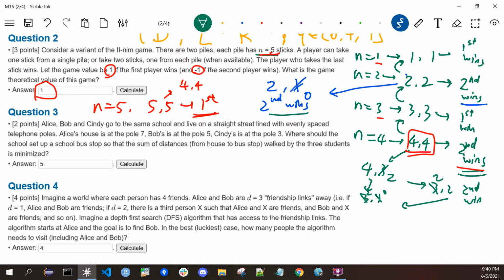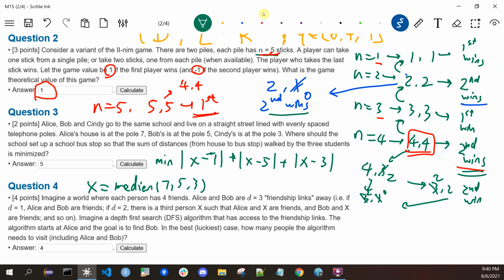So the question here is asking us to minimize the distance from, say, a bus stop, let's say x, to 7 plus 5 plus 3. There is actually a trick to do this. The solution to all of these is just x equal to the median of these numbers. But I think the question is not asking you whether you know the trick or not.